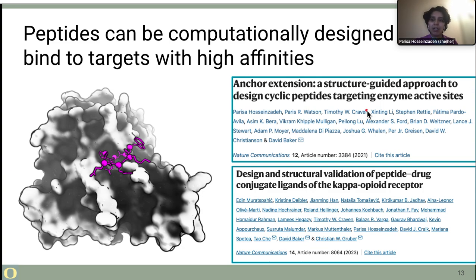Using the method, we actually designed multiple peptides that bind to targets with high affinity. I designed anchor extension myself that controlled some of the binding to HDAC, and then one of my postdocs actually designed peptide drug conjugates.